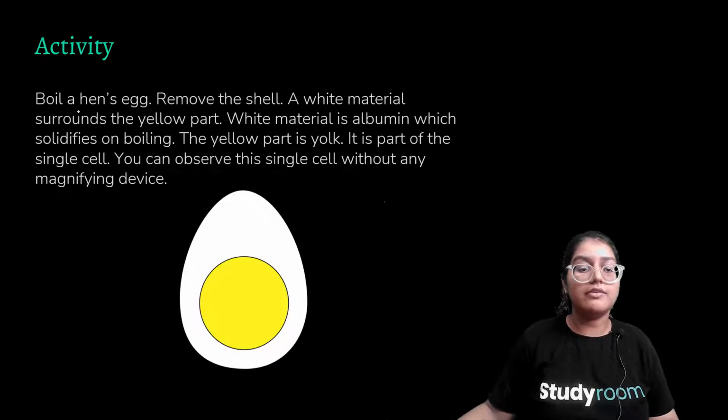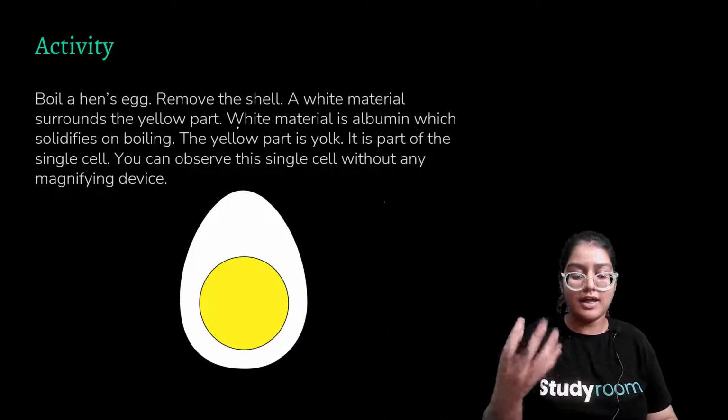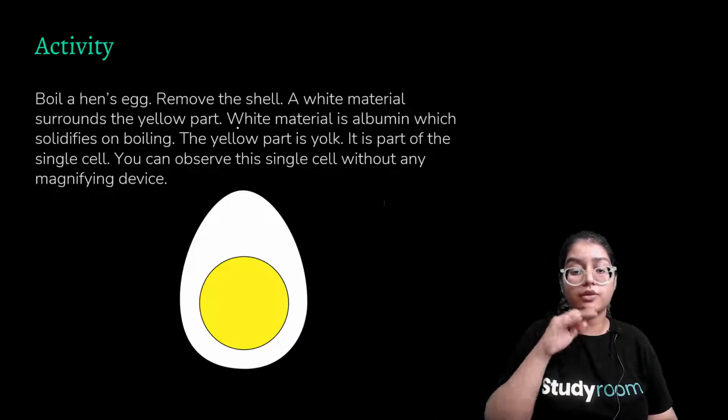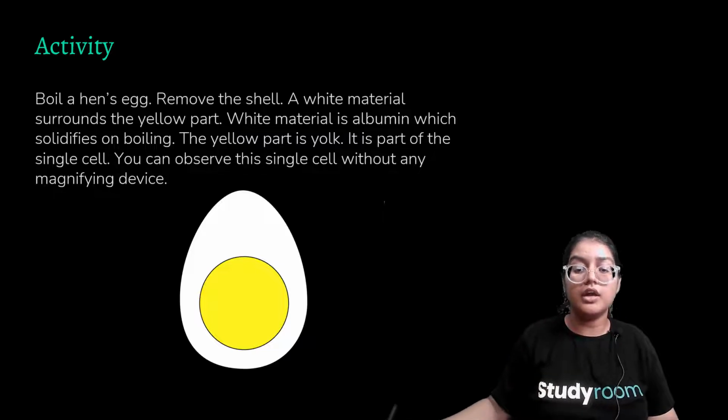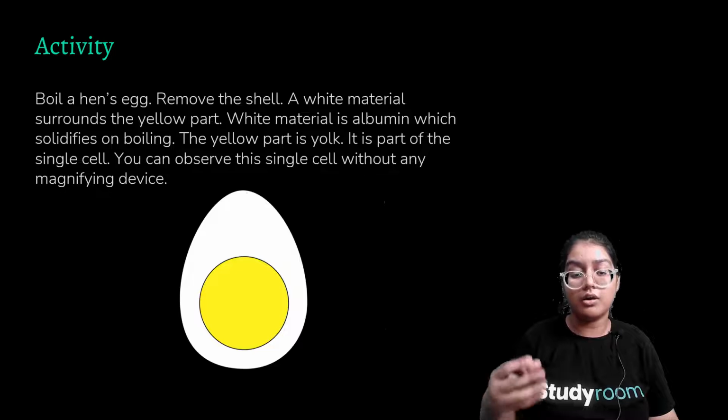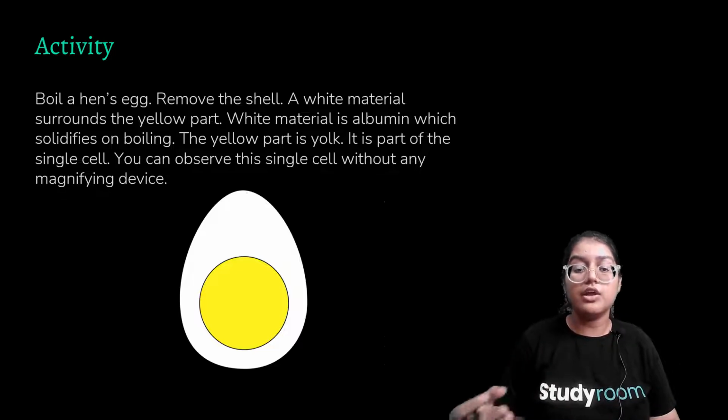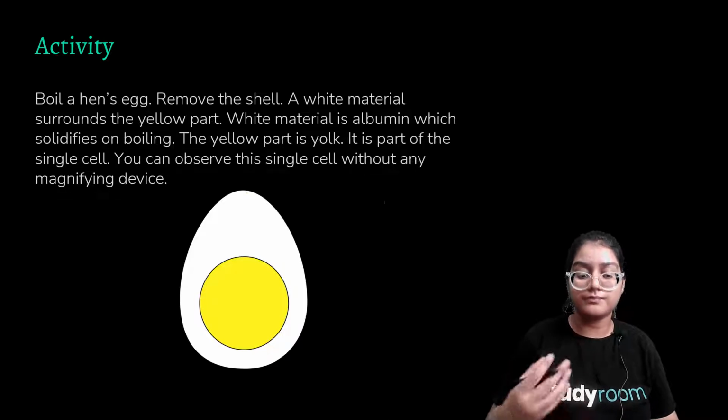So here is an activity: boil a hen's egg, remove the shell. So you have to take an egg, boil it, and remove the shell. The white material surrounds the yellow part, the yolk part. The white material is albumin, which solidifies on boiling. The yellow part is yolk. It is part of the single cell. You can observe the single cell without any magnifying device.